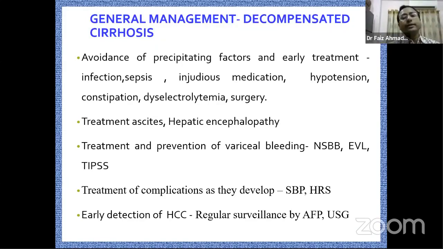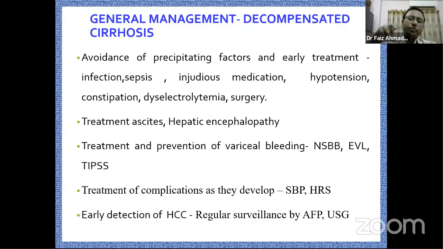Number two is ascites, then treatment of ascites. If there is hepatic encephalopathy, treatment of hepatic encephalopathy. Treatment and prevention of variceal bleeding. In decompensated cirrhosis, the varices will also grow larger, and the larger they are, the greater the possibility of rupture and variceal bleeding. We should use a non-selective beta blocker. And also, we can treat these patients by esophageal band ligation or EVL, esophageal variceal ligation. This is important.